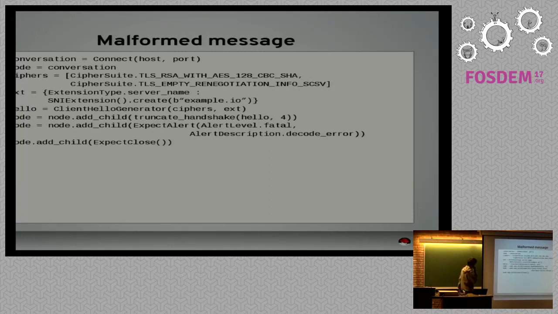We can also create malformed messages. So we can create a regular client hello and then tell it to truncate that handshake message by 4 bytes. As a result, we should get a decode error, which indicates that the server has noticed that message is malformed because it's missing those last 4 bytes, and then should close the connection.